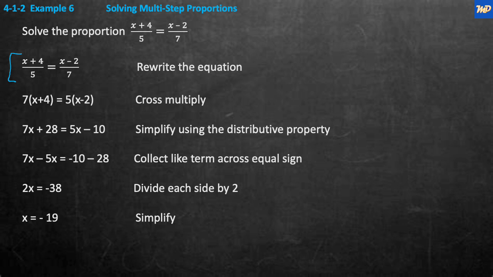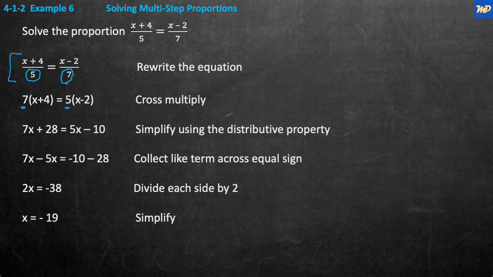So what is the first thing you do? We have to clear the denominators here, and we're going to do that by cross multiplying. We're going to multiply the left side by the 7 from the denominator on the right, and we're going to multiply the right side by 5, which is the denominator on the left. So that's the cross multiplication going on.